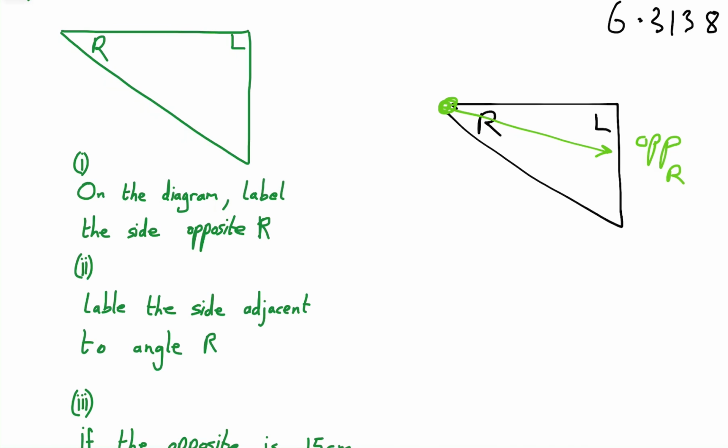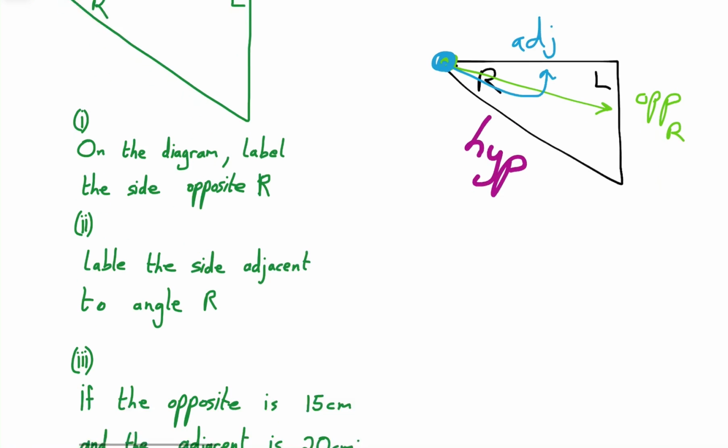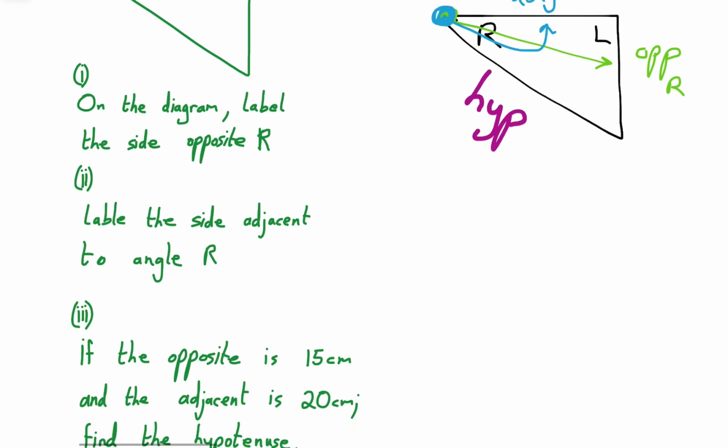Okay, that's labeled. Part 2, label the side adjacent to r. Well, that's kind of easy enough. Again, I just start over here and look at the one there. Now, how did I know it wasn't the other side? Well, the other side is the longest one, so it's my hypotenuse. I should have labelled that one first, maybe, because it's the easiest one to label. Okay, but then we've answered parts 1 and 2.